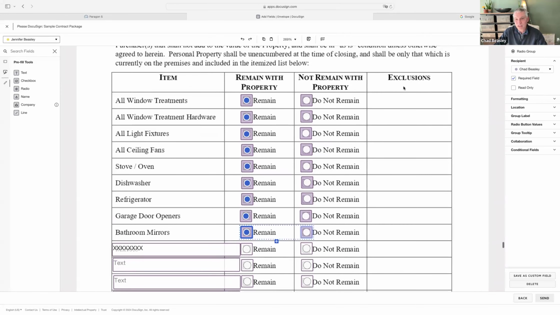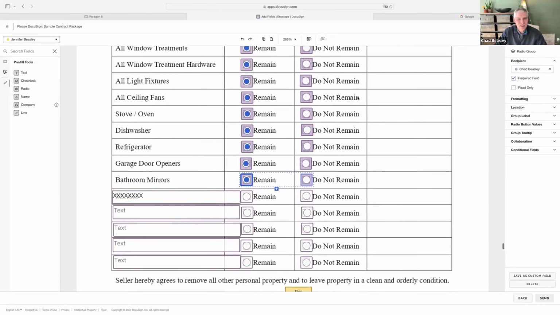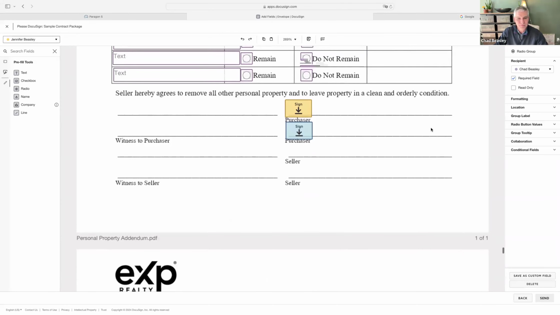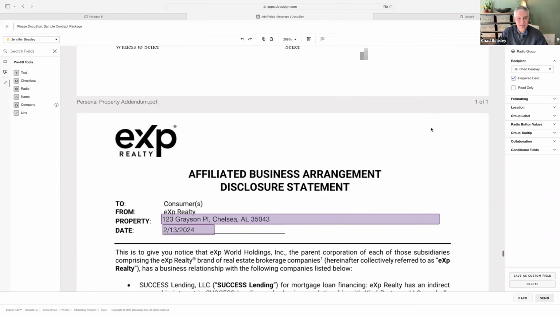You can go over here under exclusions, and if you say window treatments, you could write in, only blinds will stay, or excludes fabric drapes or something like that. If light fixtures, if there's one in the dining room that the seller's great grandma gave them and they want to take it with them, you could write in there excludes the dining room light fixture or something. So, and then get that signed.